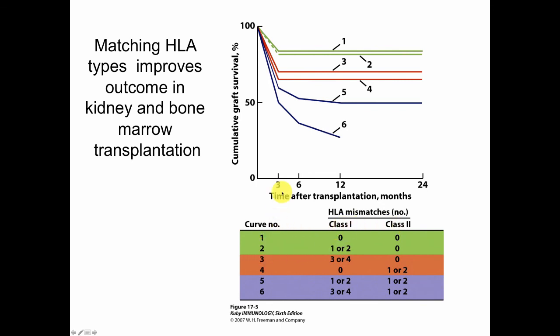or class 2. And you can see that the two green curves, where they're more or less completely matched, have a much greater likelihood of graft survival for a long period of time compared to kidney transplants where there's a very significant mismatch of the MHC molecules, so curve number 6 or curve number 5. Again, indicating that the more similar you are at the MHC locus genetically, the more likely you would tolerate receiving a kidney transplant from an unrelated individual.